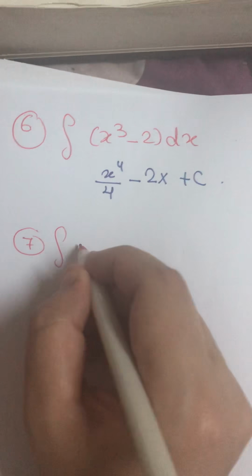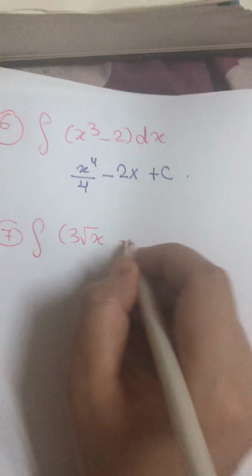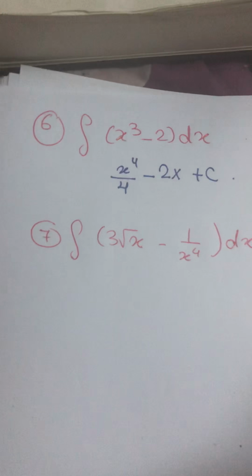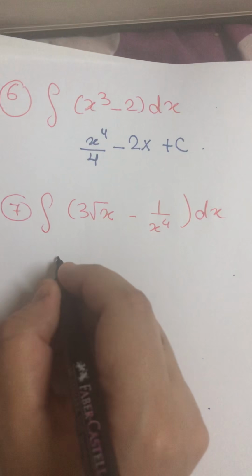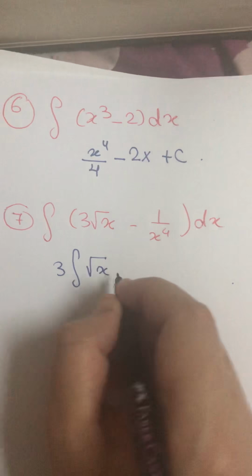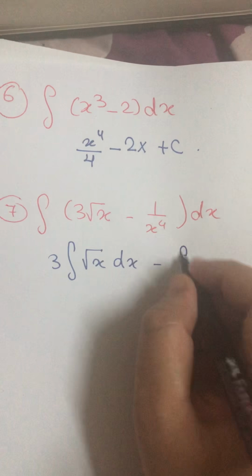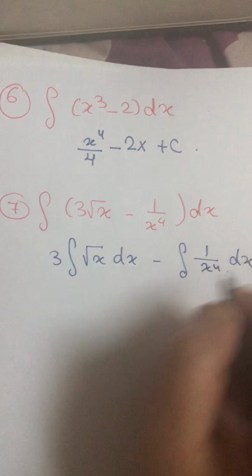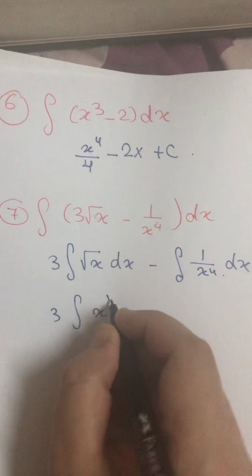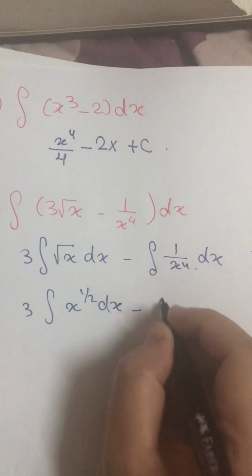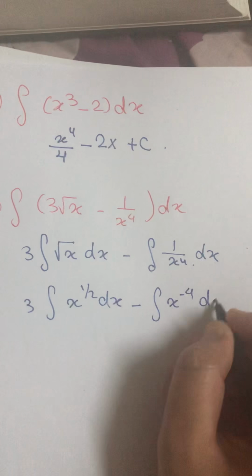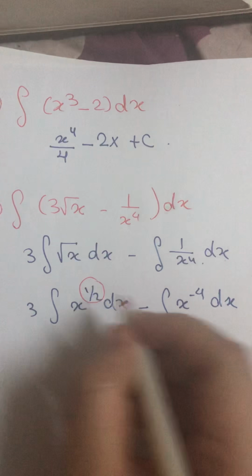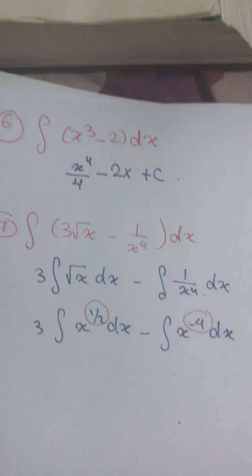Regarding question number 7, where they will start adding roots because they love roots, and x is in the denominator, we know how to deal with them, there's no problem. I can change the question to 3 integral x to the power of half dx minus integral x to the power of negative 4 dx. Now I am working on the powers: increase the powers by 1 and then divide by the new power.